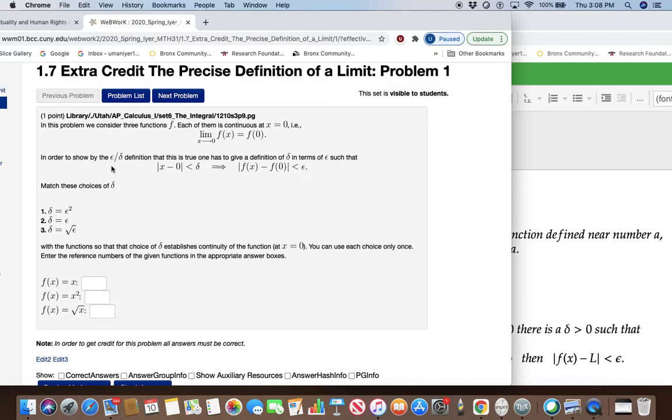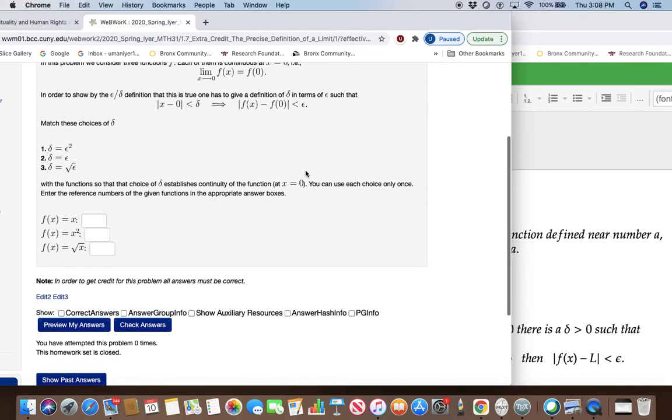In order to show by the epsilon delta definition that this is true, one has to give a definition of delta in terms of epsilon. That is, absolute value x minus 0, that is a, less than delta implies absolute value f(x) minus f(0) is less than epsilon. Let's match these choices. All right.